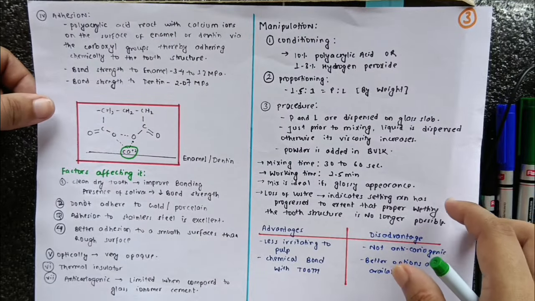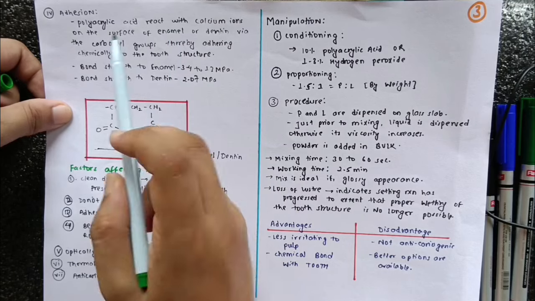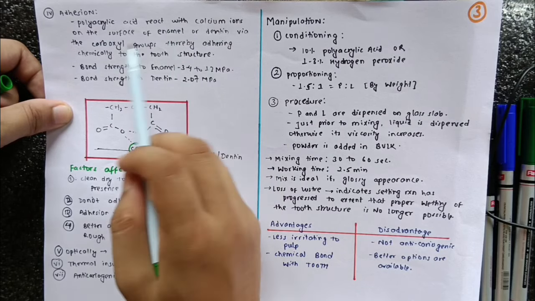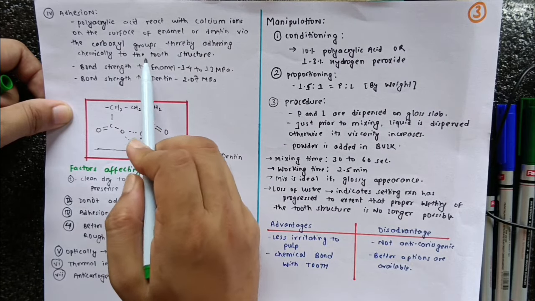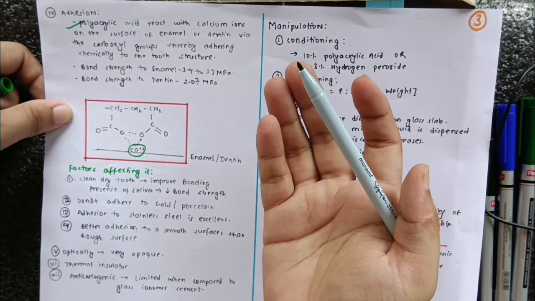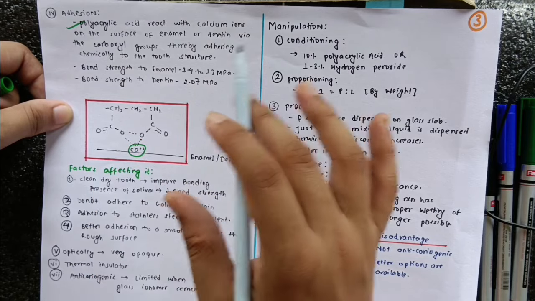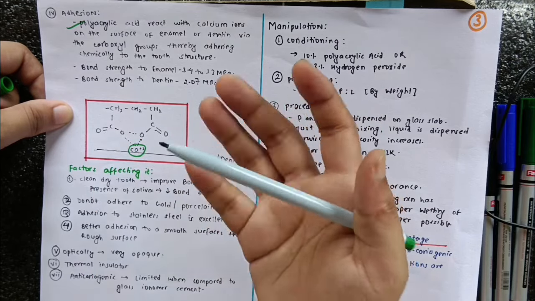In addition, as I have mentioned here, the polyacrylic acid reacts with the calcium ions on the surface of the enamel or the dentine via the carboxyl group, thereby adhering chemically to the tooth structure. So it is similar to that of the GIC. If you have not seen the GIC video, go and first watch it. There I have discussed this in detail. And here it is also similar.